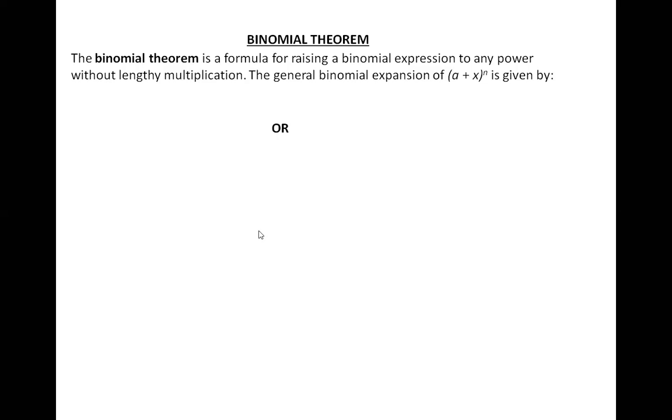Now, before I show you the general expression for the binomial expansion, I want to explain this lengthy multiplication. The binomial formula is just a formula that is used to expand expressions without lengthy multiplications. Take, for instance, you have 1 plus x raised to the power 10. If you've been told to expand this, how can you expand it? Because you have to multiply this 1 plus x by itself 10 times, like that, to keep on writing.